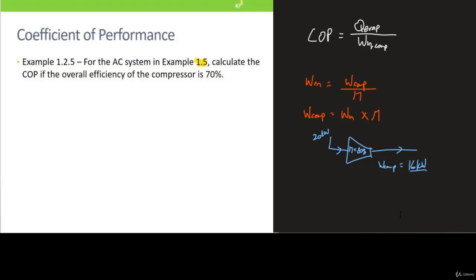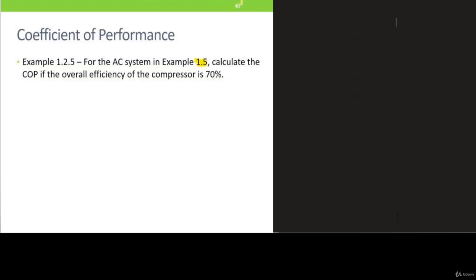So how do you do that? First, to find COP, as we know, the formula is equal to Q evap over power input. So we have the Q evap value, no problem, because Q evap is equal to 34. But the problem is we don't have the power input value. So what is the power input value?